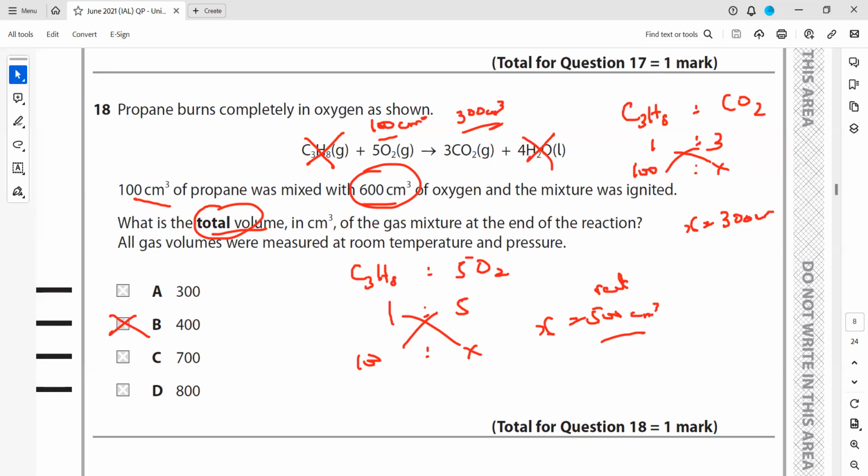Is it clear, this one? First, we took a ratio between the two reactants and we worked out which is the limiting factor. And from the limiting factor, we find the product.